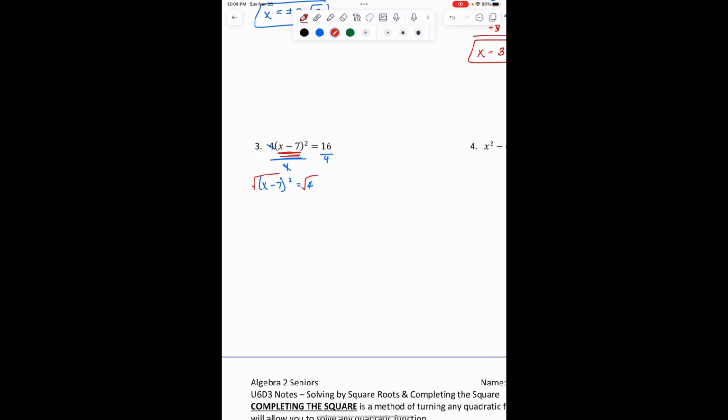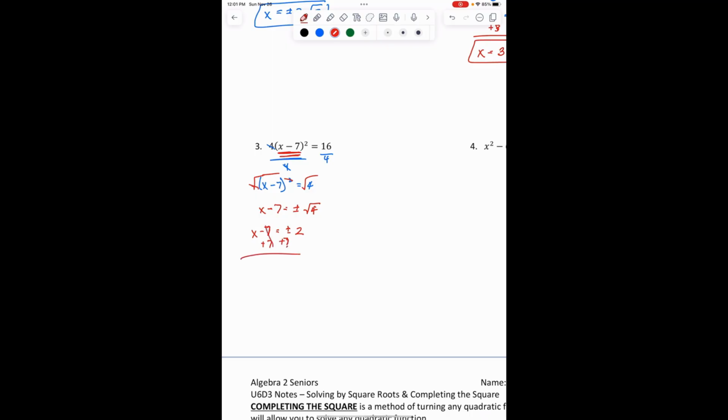And the square root cancels out the square, so we get x minus 7 equals plus or minus the square root of 4, which is 2. Oops, so the left side should be x minus 7. Okay, and then now we solve. So add 7.